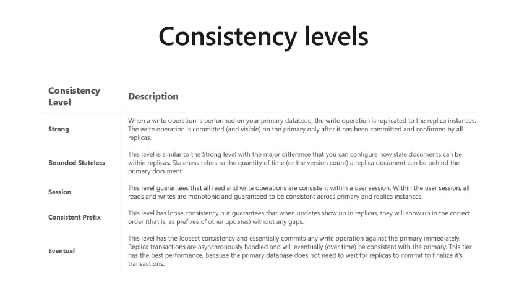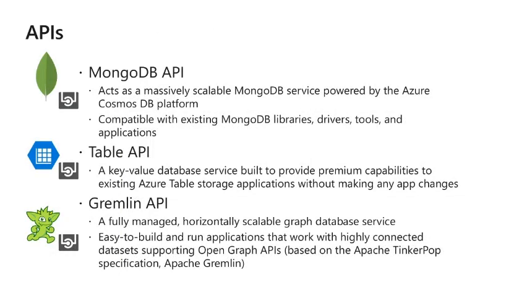Eventual. This level has the loosest consistency and essentially commits any write operation against the primary immediately. Replica transactions are asynchronously handled and will eventually, over time, be consistent with the primary. So your operations will be written and it will be eventually consistent all over the replicas.